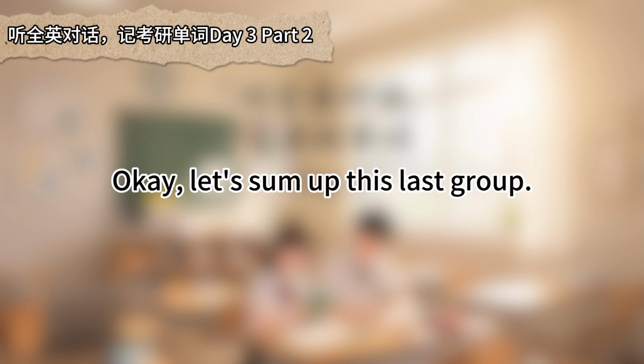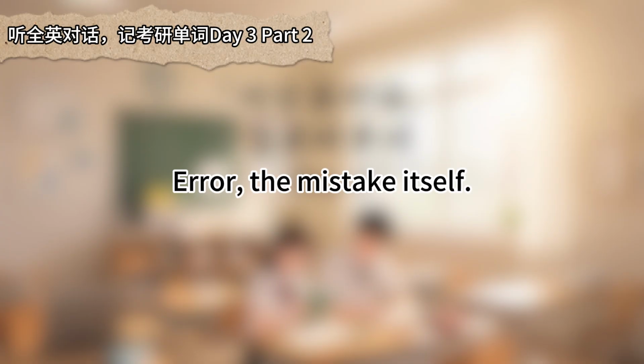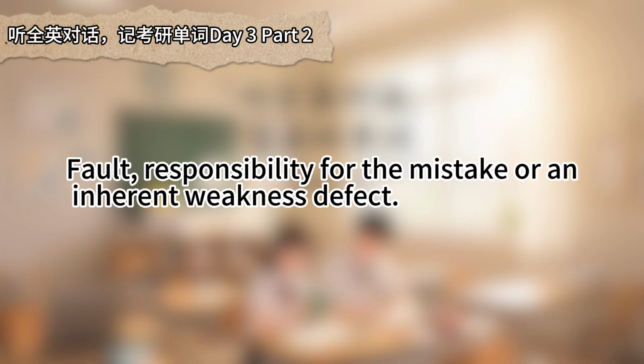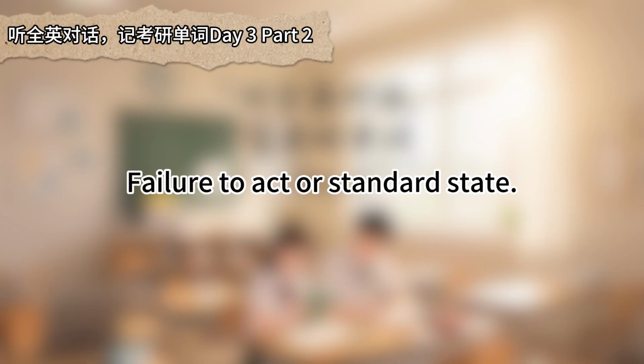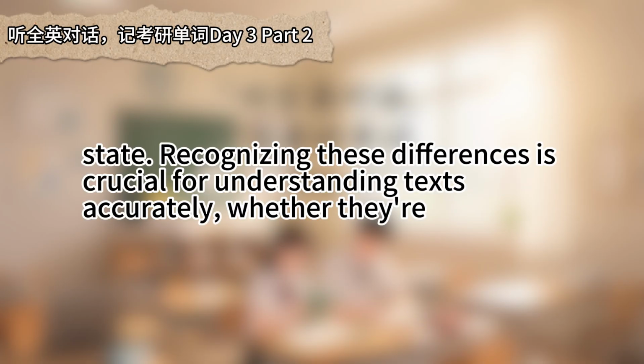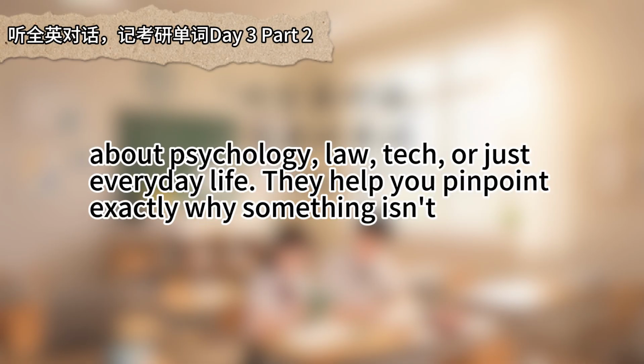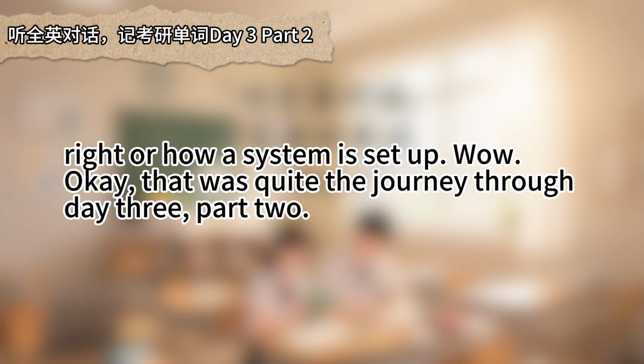Okay, let's sum up this last group. Error, the mistake itself. The wrong thing. Fault, responsibility for the mistake or an inherent weakness or defect. Blame or flaw. Default, failure to meet an obligation, often money, or the standard pre-selected option, often tech. Failure to act or standard state. Recognizing these differences is crucial for understanding texts accurately, whether they're about psychology, law, tech, or just everyday life. They help you pinpoint exactly why something isn't right or how a system is set up.